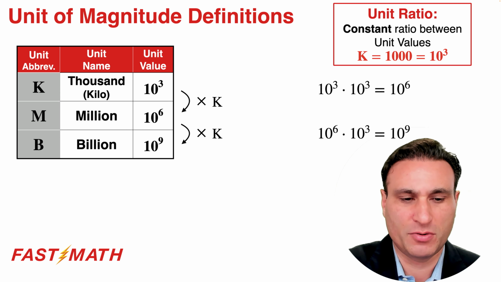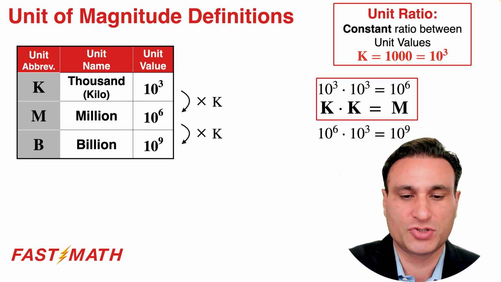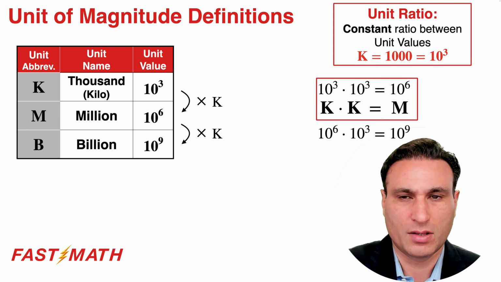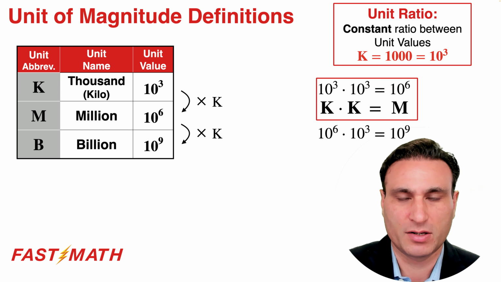We see that multiplying a unit by 1,000 or K results in the next larger unit. So 1,000 times 1,000 equals million. And using abbreviations, K times K equals M. That's just this equation using abbreviation. The exponent addition property says that 10 to the third times 10 to the third equals 10 to the sixth. 10 to the third is 1,000 or K. So the left-hand side is K times K, or 1,000 times 1,000. 10 to the sixth is million, or M. So with abbreviations, K times K equals M, or 1,000 times 1,000 equals million. This is the first unit multiplication fact.